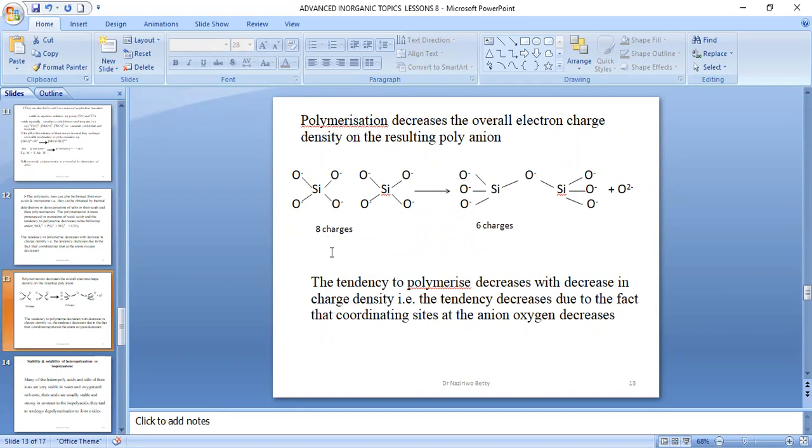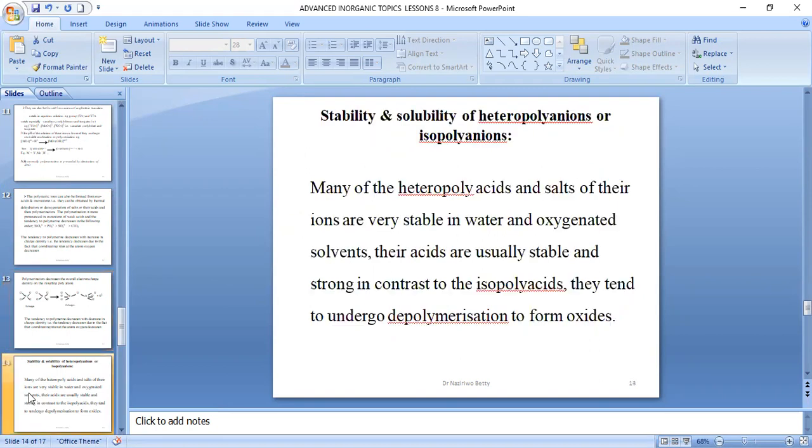Polymerization decreases the overall charge density. When you look at this, the starting material has 8 charges, but as the polymerization continues, it results in a decrease in the overall charge density. We have 6 charges. This is due to the fact that the coordination sites at the anion oxygen also get decreased.